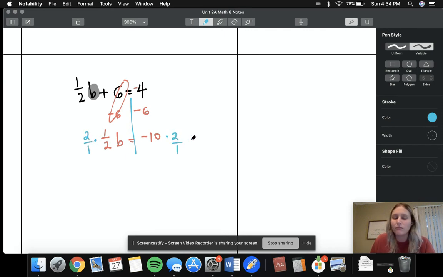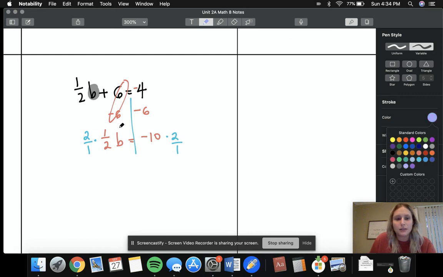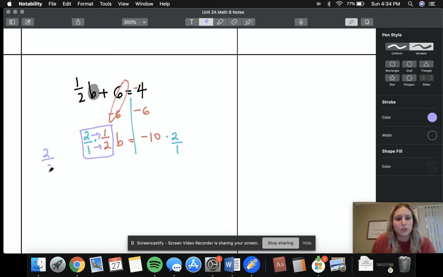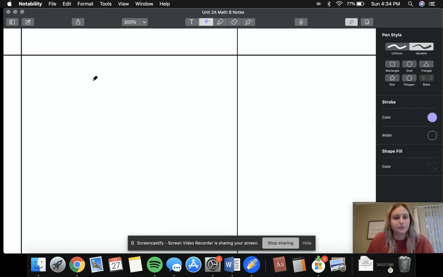Okay. So when we do that over here, we have 2 times 1, which is 2. We have 1 times 2, which is 2. So then we're left with 2 over 2b, and 2 over 2 is just 1. So instead of half a b, we have a full b. And then we have negative 10 times 2, which would be negative 20. Okay. So again, I think we're right. Let's check to make sure.